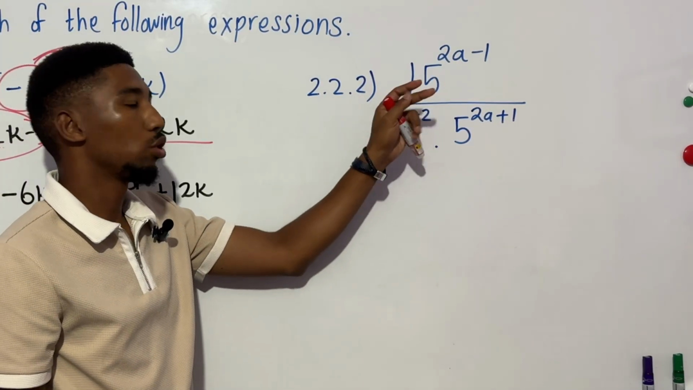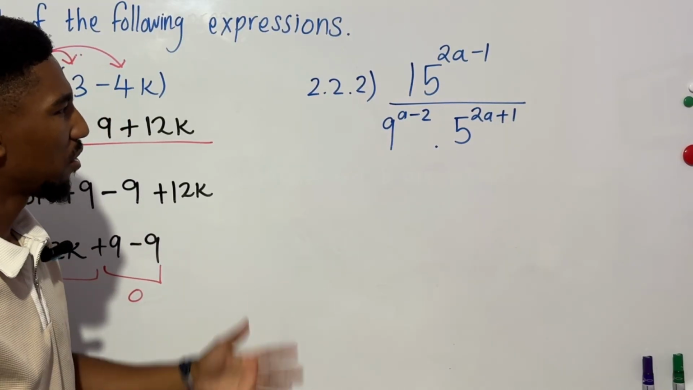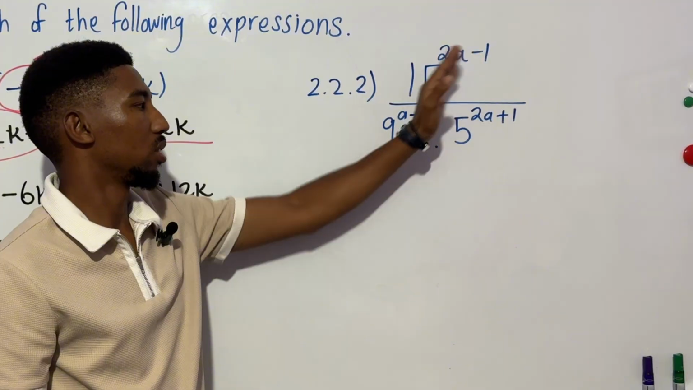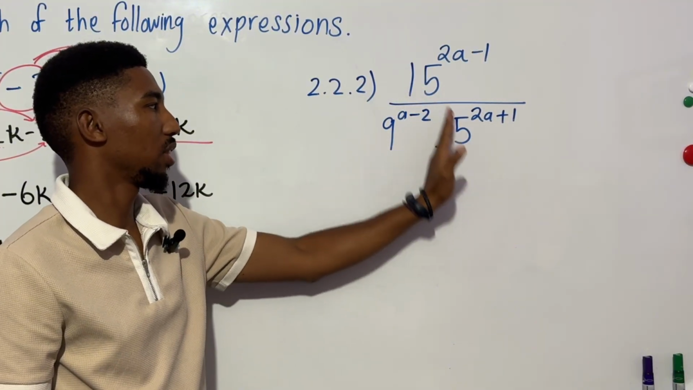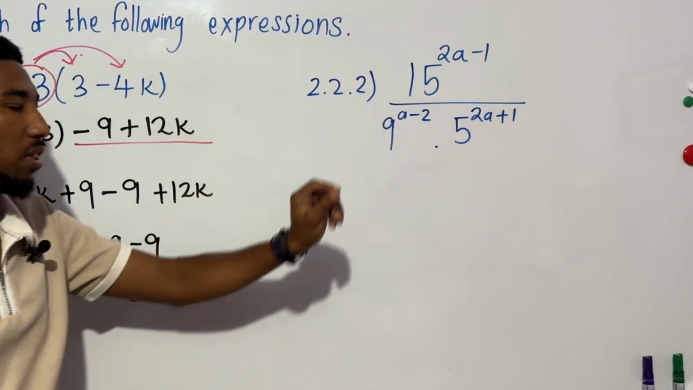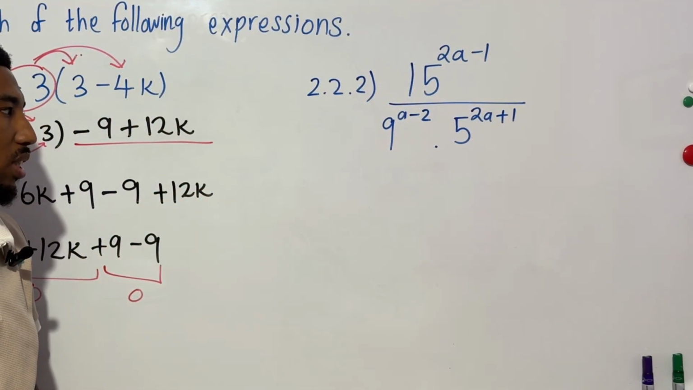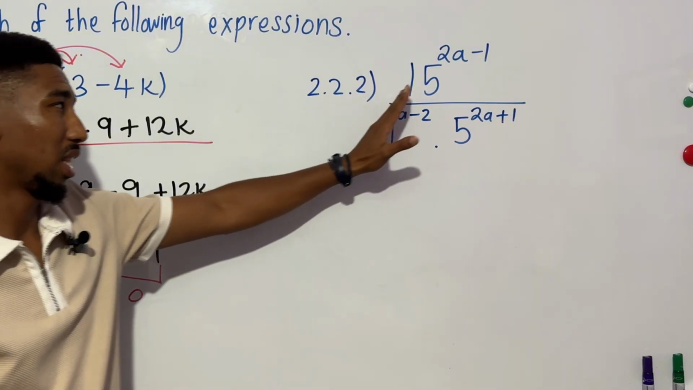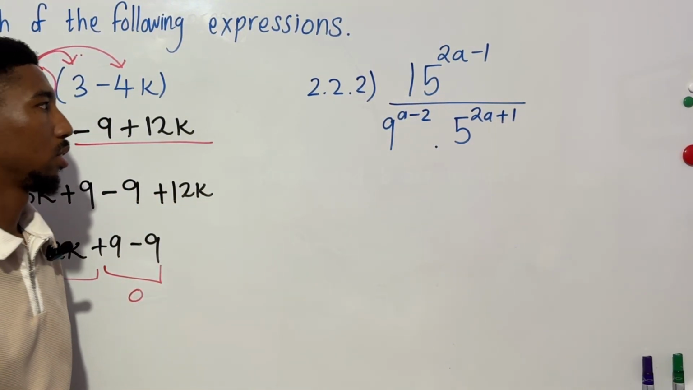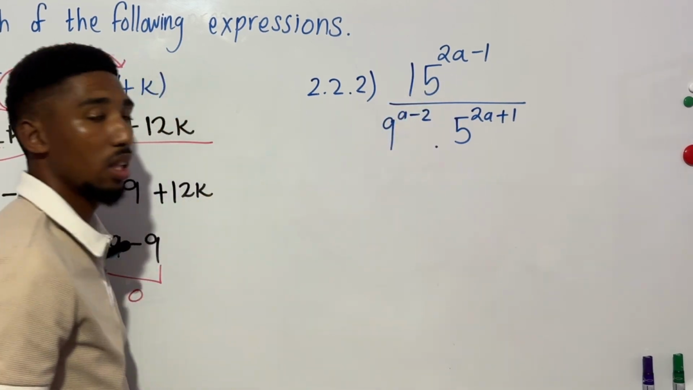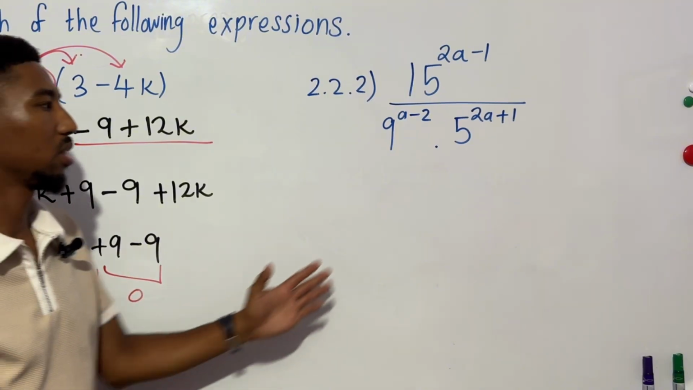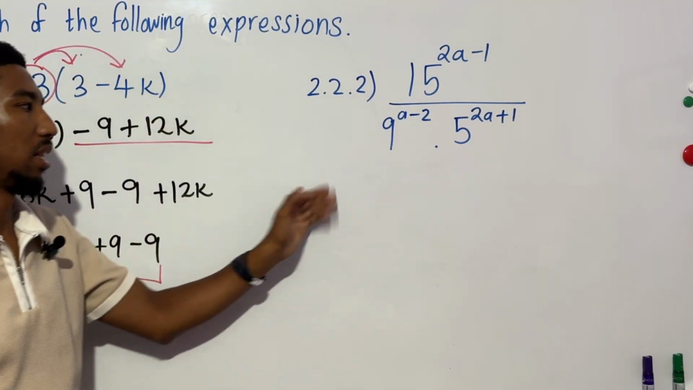Let's have a look at 2.2.2. We have a fraction. We have an exponent. We have three different numbers with an exponent. The first thing we need to try to do when it comes to a fraction and exponent with something like this, we need to try and get our bases the same. So this 15, let us try to convert it in such a way that it has one of the same bases as 5 or 9.